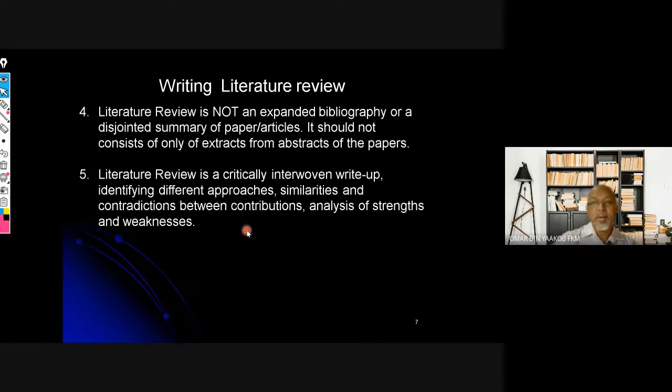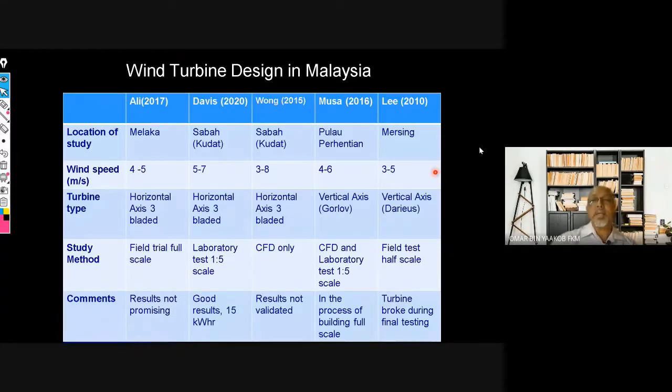Now let's see. Let's say your research is about wind turbines in Malaysia. You want to design or develop a wind turbine for Malaysia, and you found that in the literature there are people who have already done this, as far back as Lee in 2010, until Ali 2017, oh no, Davis 2020. So we see that this is one paper, this is one paper, this is one paper. So this is what we call taxonomy.